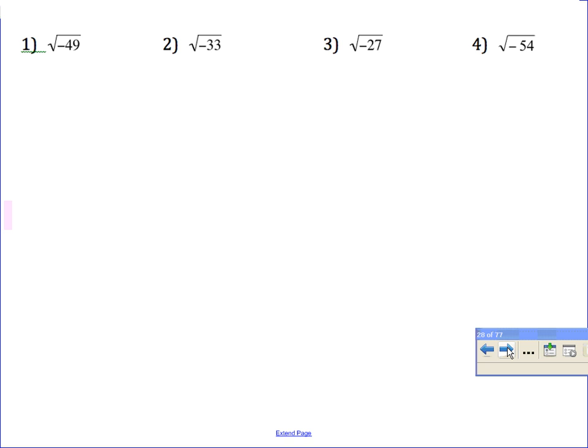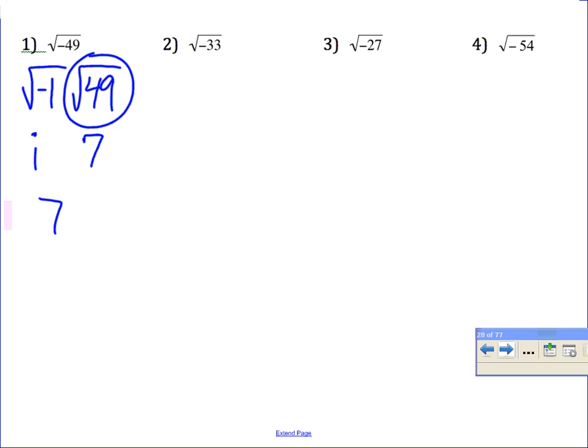Okay, so example 1. Very first thing you want to do is recognize the fact that there's a negative inside, and we want to split this up to be square root of negative 1 and square root of 49. We know that square root of a negative 1 is an imaginary number, and we also know that 49 is a perfect square, so I'm going to circle that one. Square root of negative 1 is i, and we know the square root of 49 is 7. So we want to write our answer as 7i. Typically, you'll see the i after the number if there is a number when you simplify. So that's all you do.